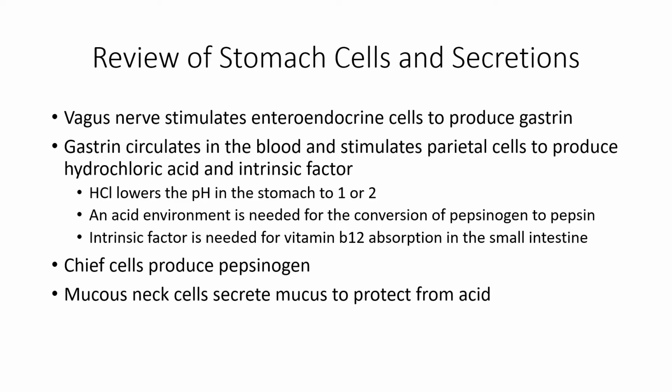We need hydrochloric acid because that helps us to lower the pH in the stomach to around 1 or 2. And that acid environment helps us to convert pepsinogen to pepsin. Now, pepsinogen, that gen suffix means to begin or start. That's not the active form of the enzyme. Pepsin is the active form. And pepsin helps us to break down proteins.